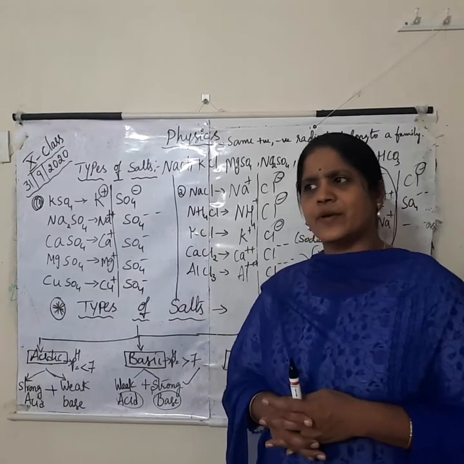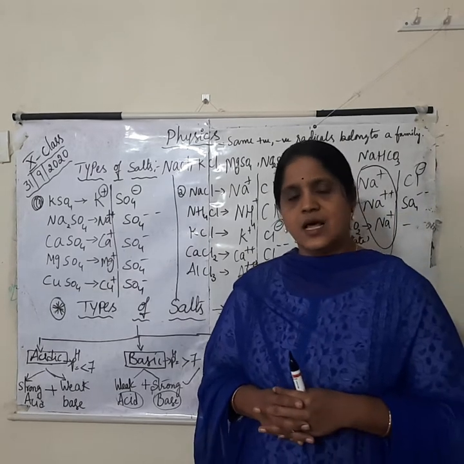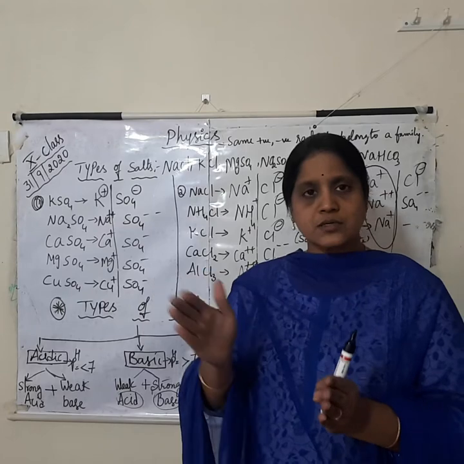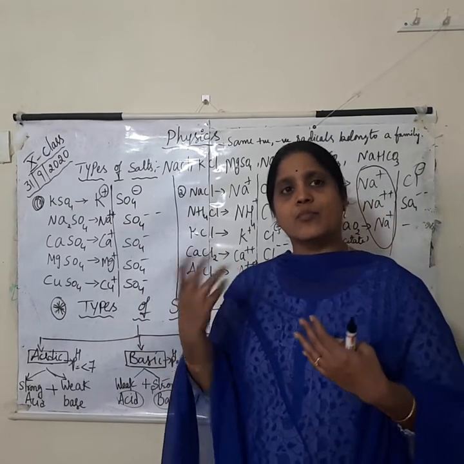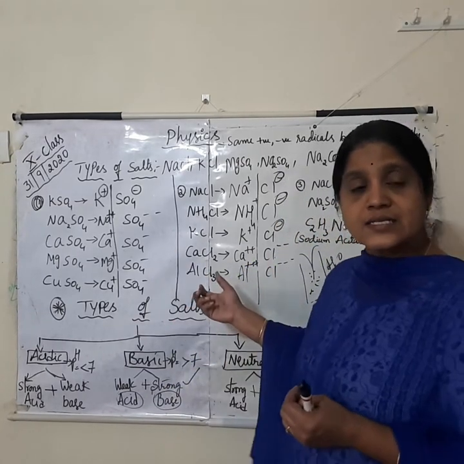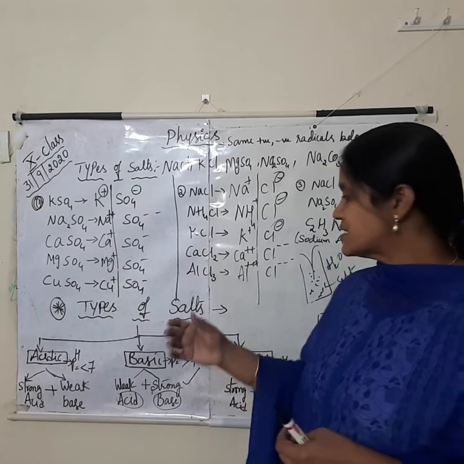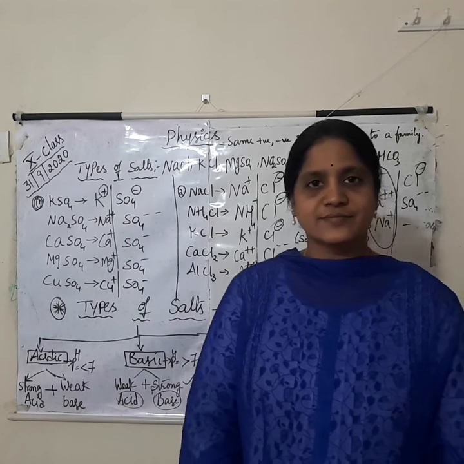Actually, acid and base contain ions. Acid means H3O+ ions and base means OH- ions. So in the combination of a weak acid and a weak base, whichever type of ions are more, the salt has that nature. Okay. Now, these are the types of salts. Understand? Thank you.